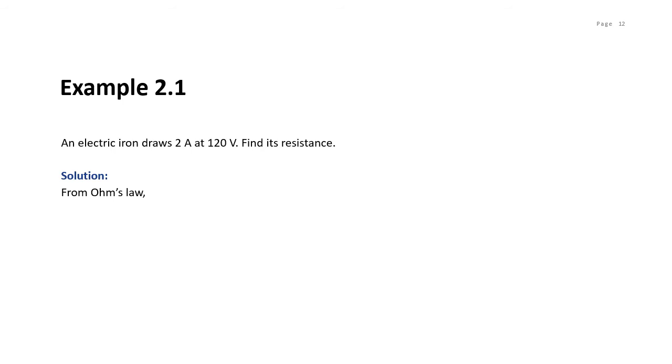Let's see the first example. An electric iron draws 2 ampere at 120 volt. We want to find its resistance. V equals IR, and you need to find R. From Ohm's law, we get R equals V over I. Substitute 120 for V and 2 for current, and you'll get 60 ohm.